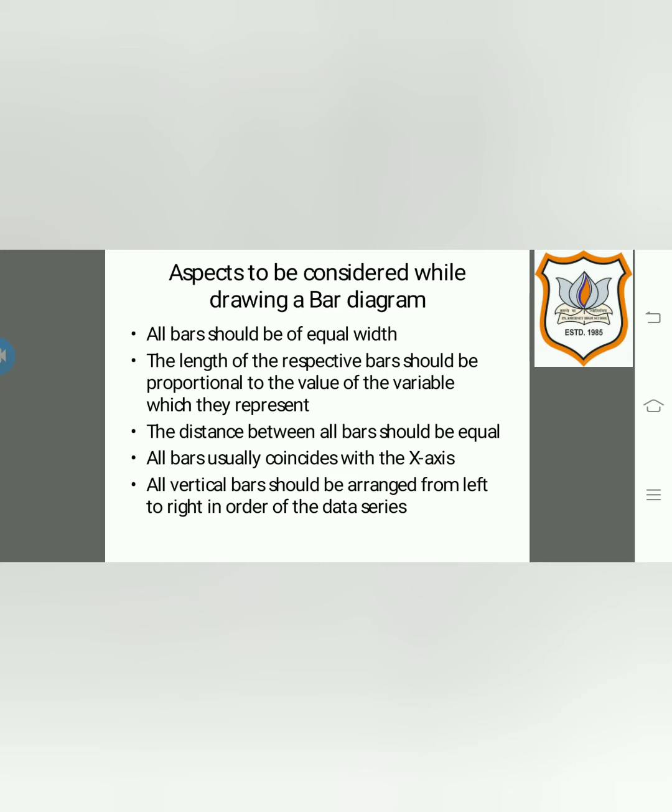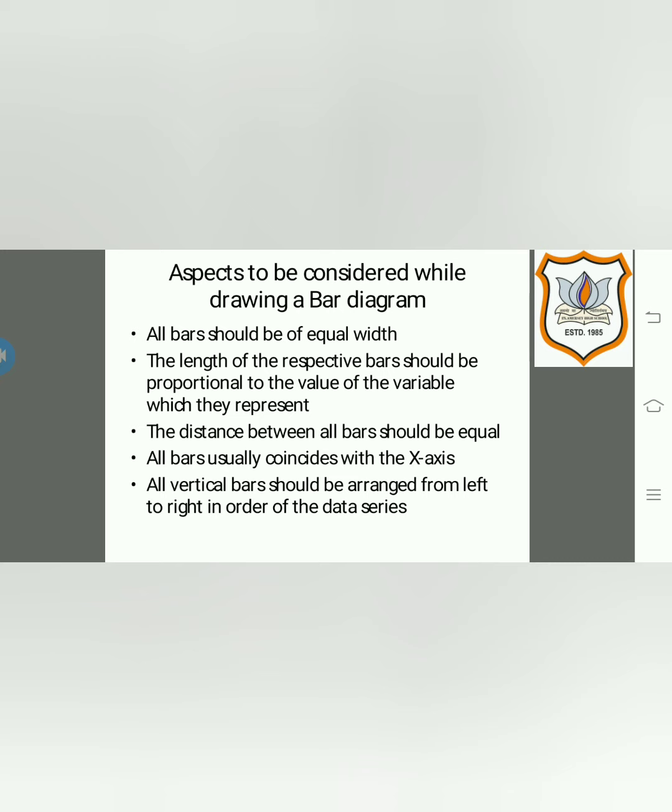Second point, that is, the length of the respective bars should be proportional to the value of the variable which they represent. So just what we have discussed earlier also, that means the data with the highest value will have the tallest bar, and the data with the smallest value will have the smallest bar.